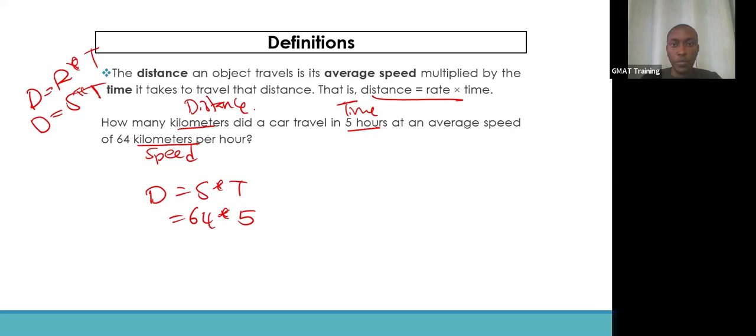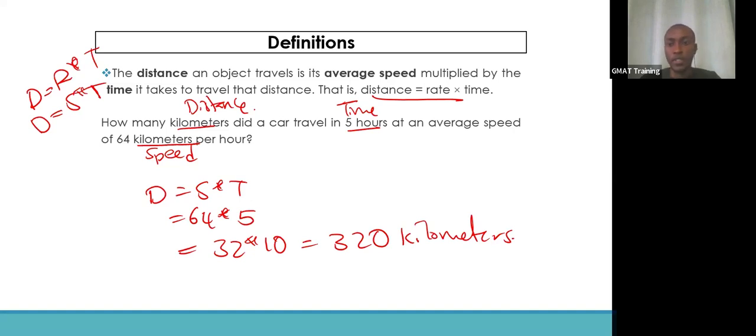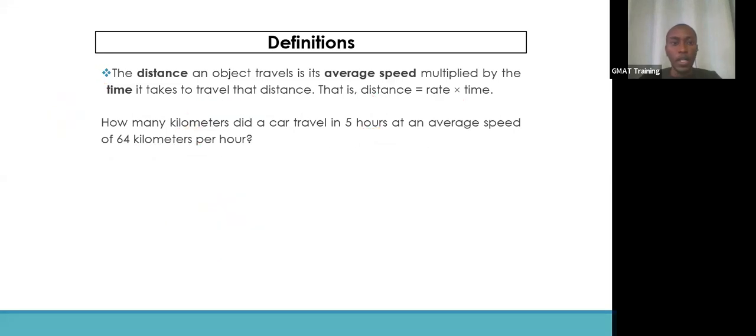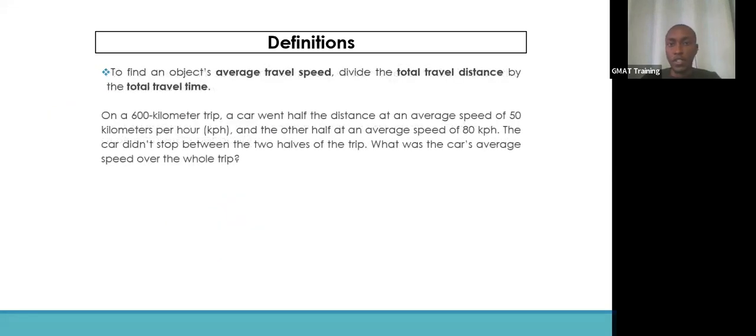Using our knowledge from our trainings, we'll have doubling and halving. This is 32 times 10, which is 320 kilometers. So how many kilometers did a car travel in 5 hours at an average speed of 64 kilometers per hour? It's 320 kilometers. Okay. Now, let's look at something that's usually very tested in the GMAT.